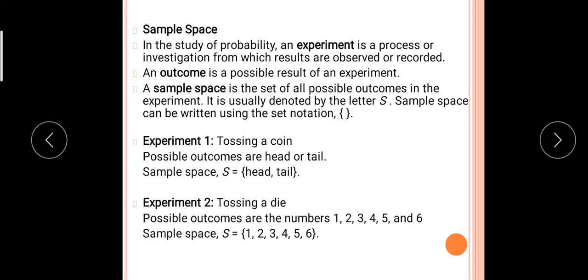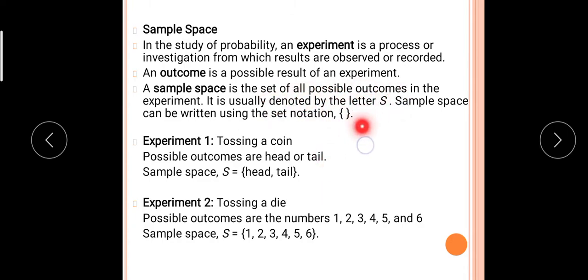In the study of probability, an experiment is a process or investigation from which results are observed or recorded. An outcome is a possible result, as all of you know very well. So a sample space is a set of all possible outcomes in the experiment. It is usually denoted by the letter S, and the sample space can be written using set notation, because it is a set of all possible outcomes.